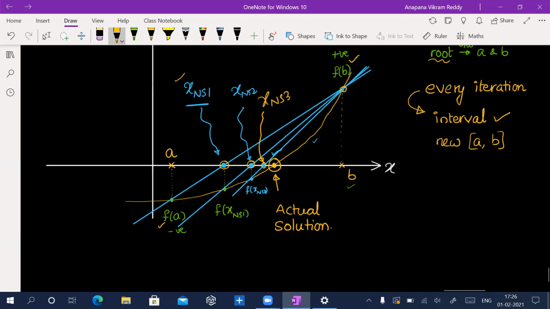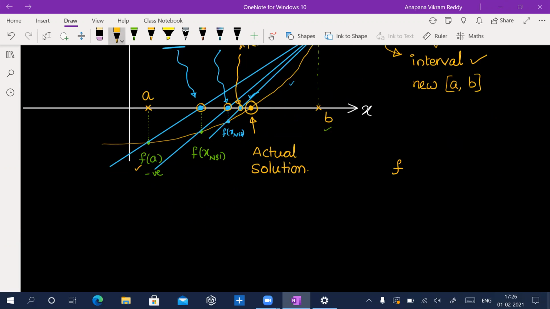Now again, as you know very well, I must do this. If f(A) times f(x_{n+1}) is less than 0, then what do you say? Then there must be a root, I mean, the root is in between A and x_{n+1}. Very good. I'm writing in short, between A and x_{n+1}.